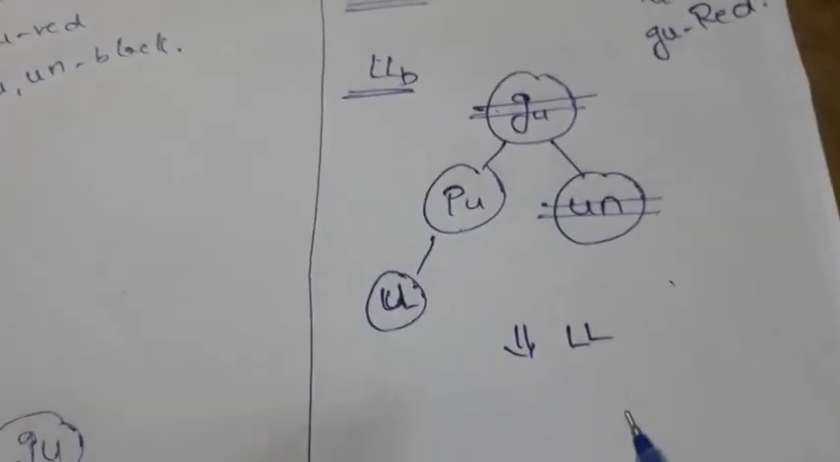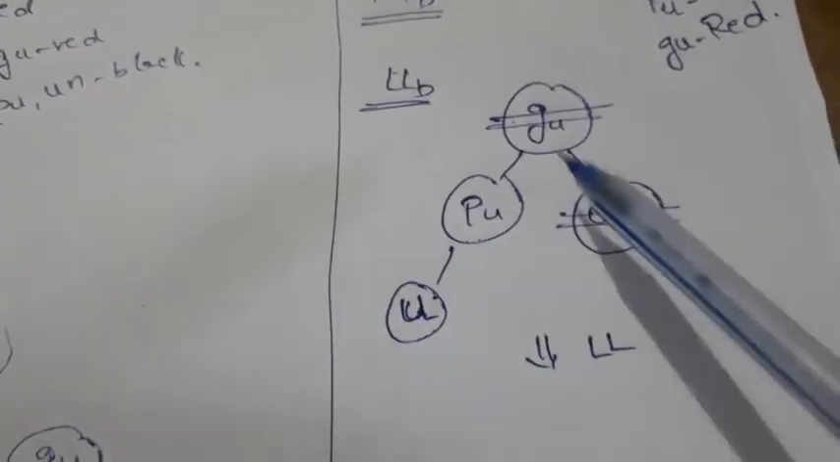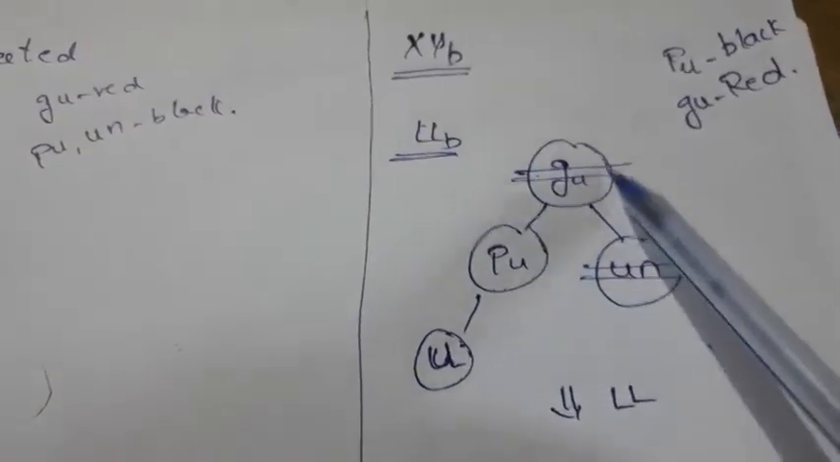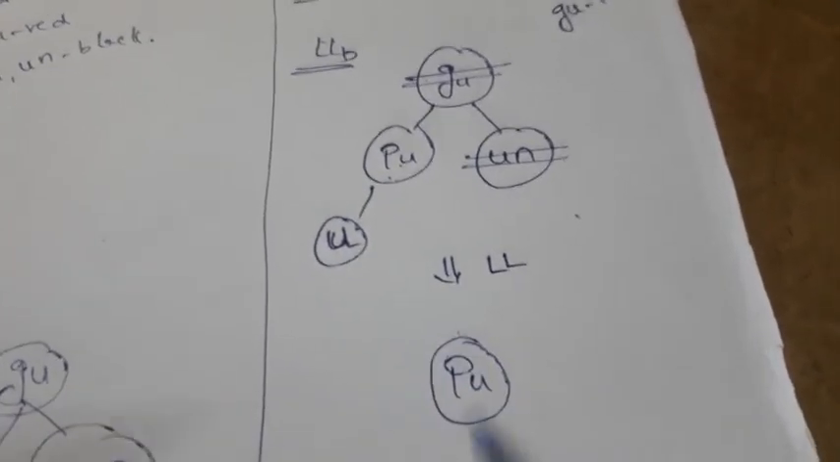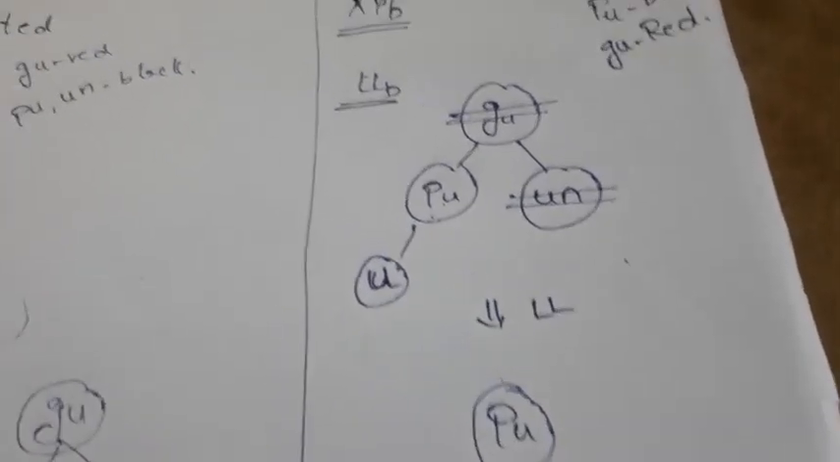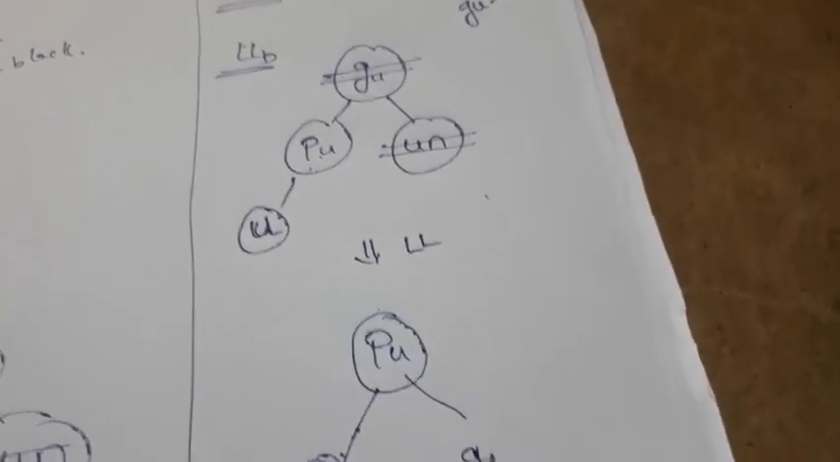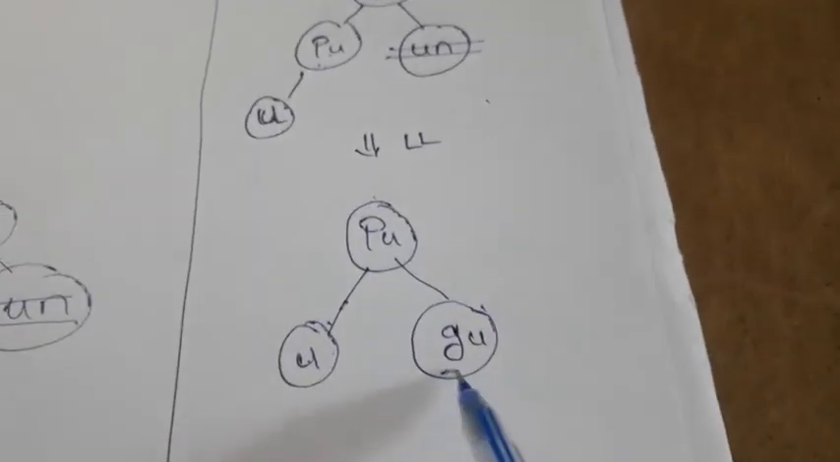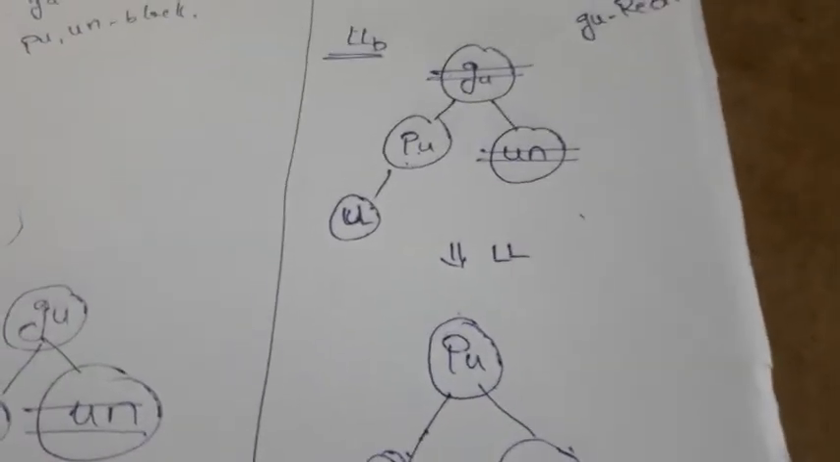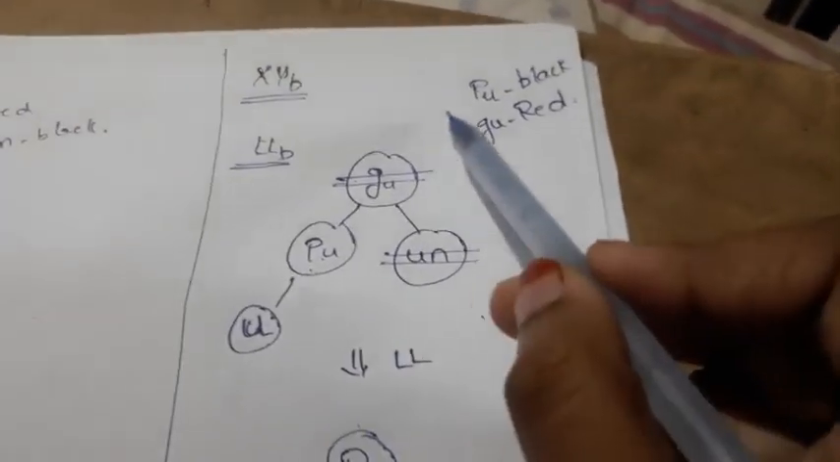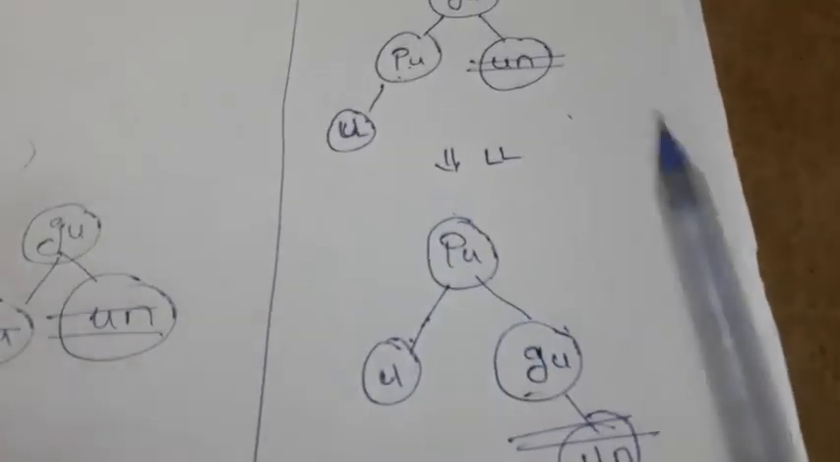First of all I have to apply an LL rotation. How will we apply the LL rotation? The imbalance occurred in this part of the tree, and we will make PU the root. Then PU will be the root element, with U, GU and UN below it. So I have done my rotation.